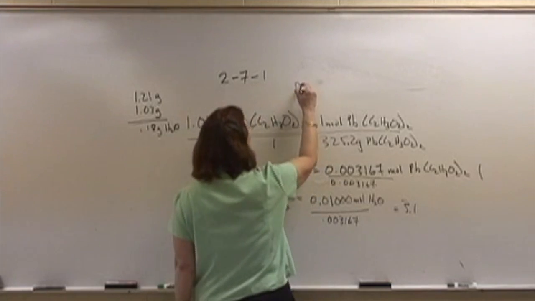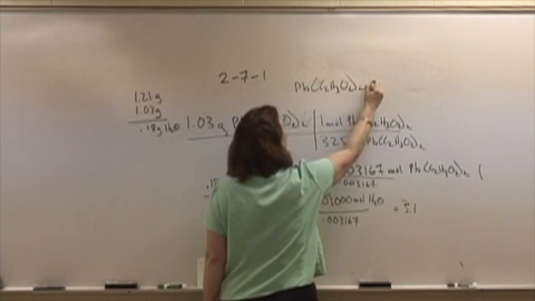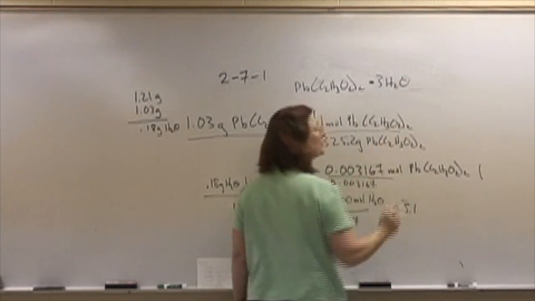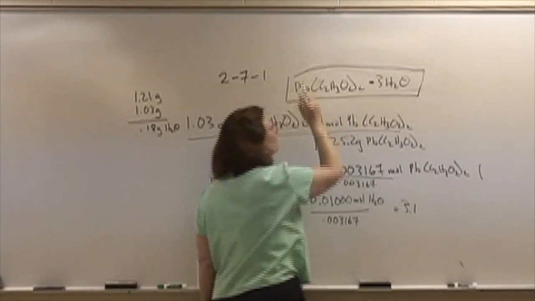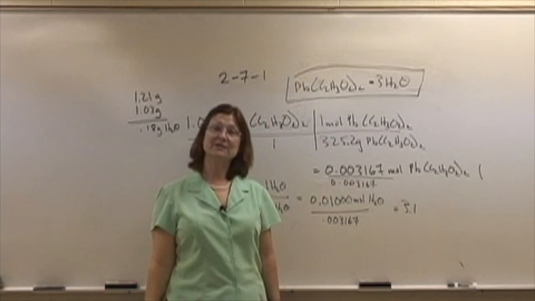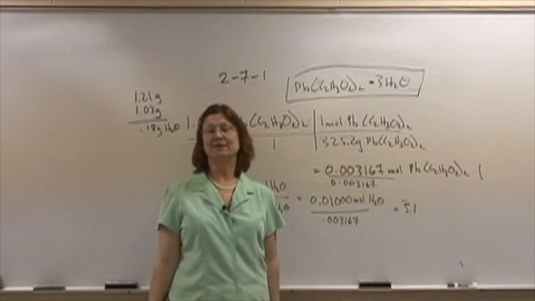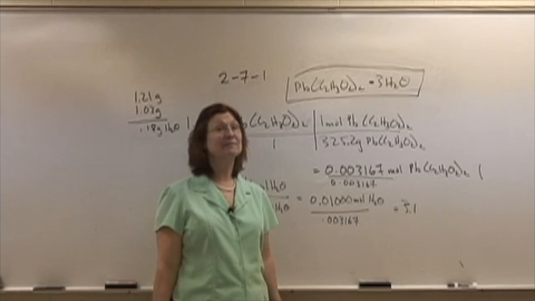And the way I write the formula is I write the compound with a multiplication and 3 waters. And that would be my final answer. That is the formula for the hydrate. But the ratio is 1 to 3. So it's very important to understand the terminology.